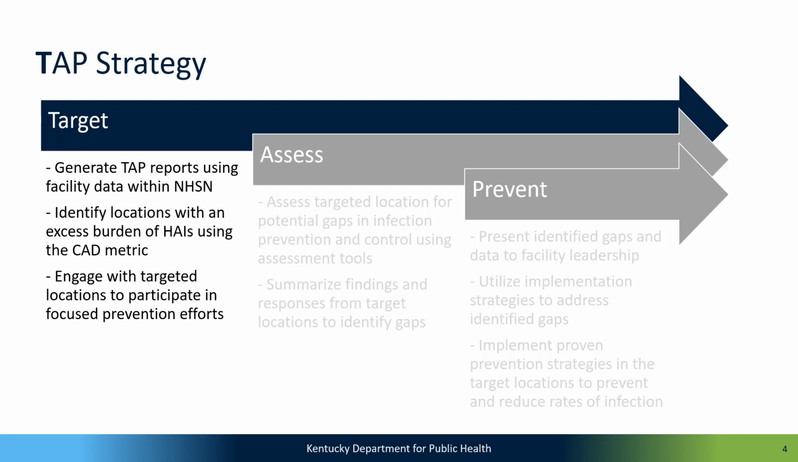Generating TAP reports and identifying high burden locations is just the beginning of the TAP strategy. The true strength of the TAP strategy lies in the actions that follow. Once we've pinpointed the areas of concern, or the areas with an excess burden of infection, it is crucial that we actively engage within these targeted locations. This engagement can take various forms of focused prevention efforts that involve collaboration, training, resource allocation, and implementation of tailored strategies to counter the elevated risk of HAIs in those locations.